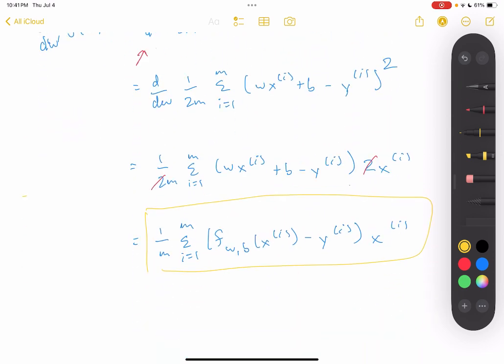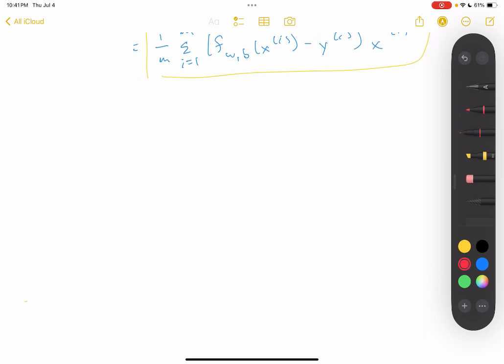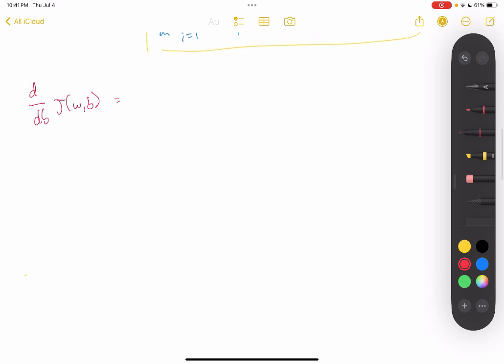Now, let's derive the partial derivative of our cost function with respect to b. Okay, this is going to look very similar to what we just did. So we're going to take the partial derivative with respect to b of our cost function. And I already expanded it here for you guys.